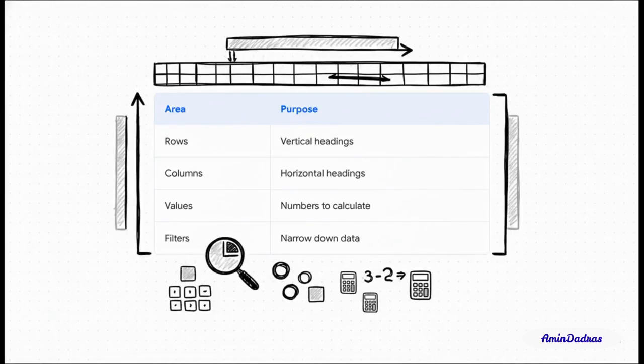The magic behind it all really comes down to 4 simple building blocks. You've got your rows, which become your vertical labels, and columns for your horizontal ones. The values area, that's where you drop the numbers you want to calculate, like sums or averages. And finally, filters let you zoom in on just the specific data you care about. If you can get your head around these 4 areas, you've pretty much mastered the whole thing.